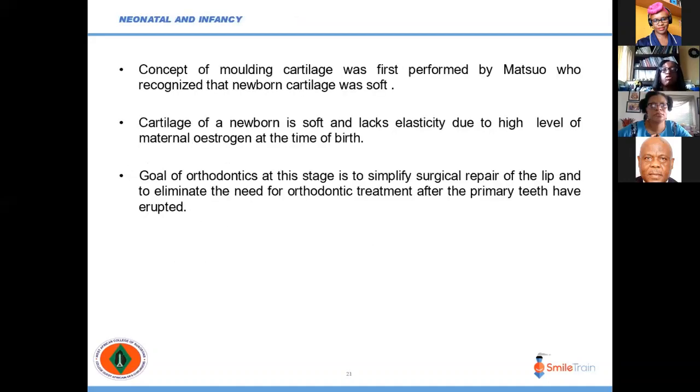Now, the concept of molding cartilage was first performed by Matsui in 1984. He recognized that the cartilage of the newborn is quite soft and it lacks elasticity due to the high levels of maternal estrogen at birth, and therefore that makes it very moldable. And the goal at this stage is just to simplify surgical repair of the lip and to eliminate the need for orthodontic treatment after primary teeth have erupted. Basically, we're trying to align the arches as well as approximate the lip to make surgery much easier for the patient.